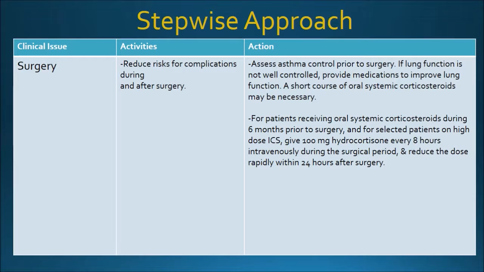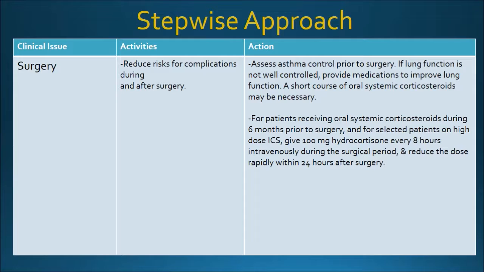All right, our last category is surgery. Our goal is to reduce the risk of complications during and after surgery. We're going to assess asthma control prior to surgery, and if the lung function is not well controlled, we're going to provide medications to improve the lung function. And a short course of oral systemic corticosteroids may be necessary for those patients.